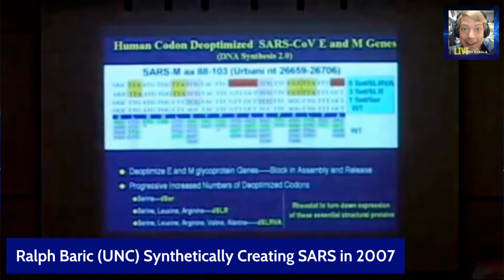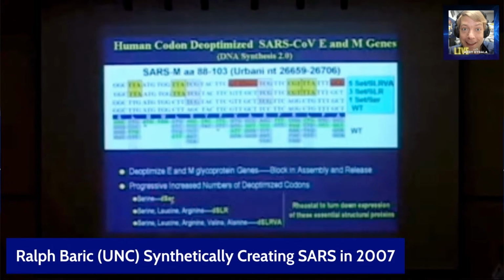So our approach to deoptimize the SARS coronavirus genome, and to attenuate pathogenesis, focused primarily on the E and the M glycoprotein genes. It's about 350 amino acids in total. The strategy we used was to progressively increase the number of deoptimized codons.